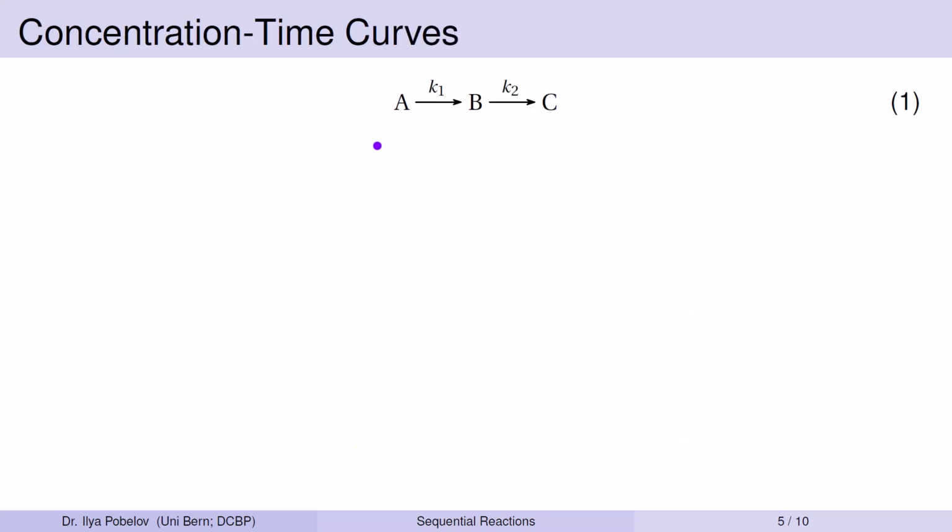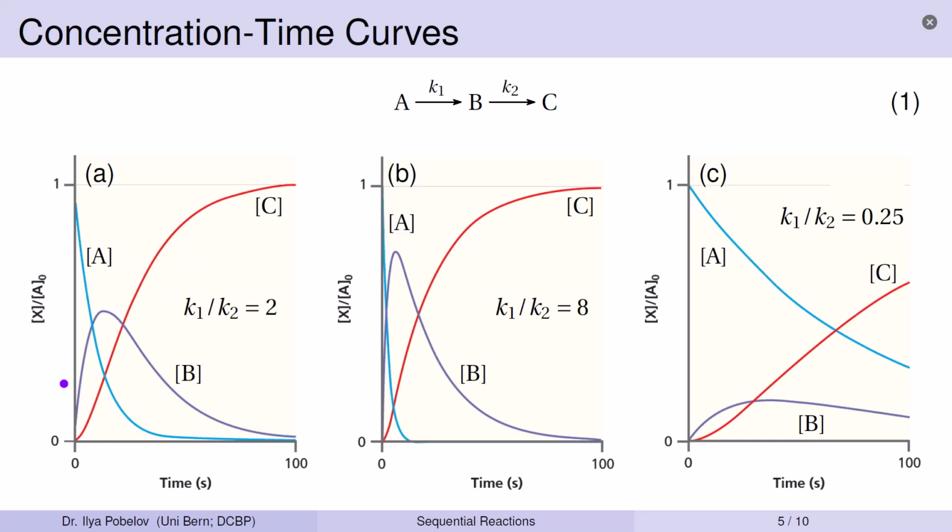In sequential reactions, the concentration time curves of reactants, intermediates, and products are rather intuitive when represented in graphical form. Let's consider a few scenarios to understand how the rate constants K1 and K2 influence these curves. In figure A, we observe the case where K1 equals twice K2. Here, the rate constants for the formation and decay of the intermediate are comparable.